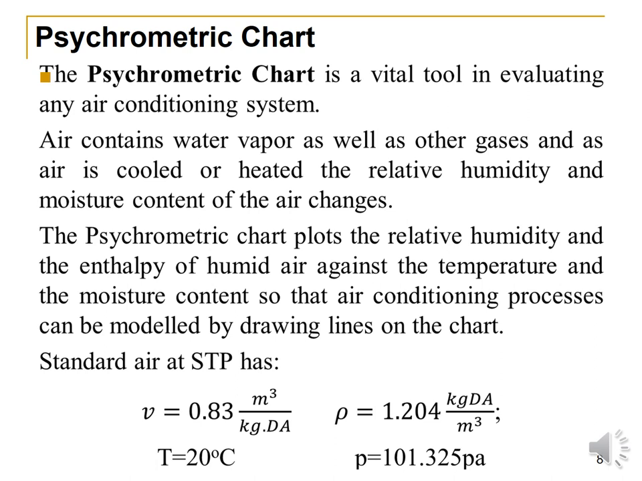So at standard temperature and pressure, that is called STP, the specific volume of dry air is 0.83 cubic meter per kg of dry air, and the density of dry air is 1.204 kg of dry air per cubic meter at 20 degrees Celsius temperature and pressure 101.3 kilopascal.